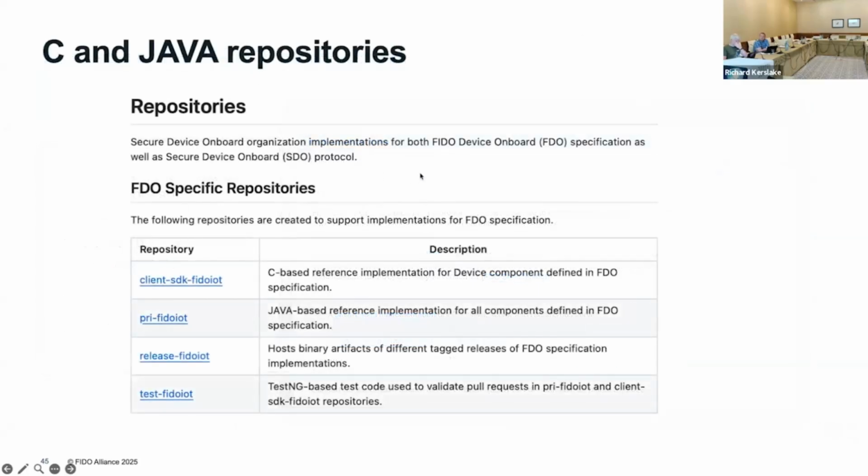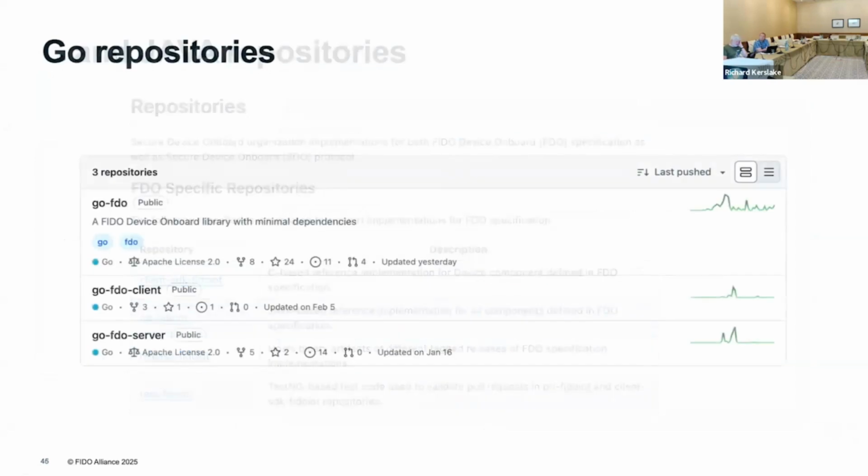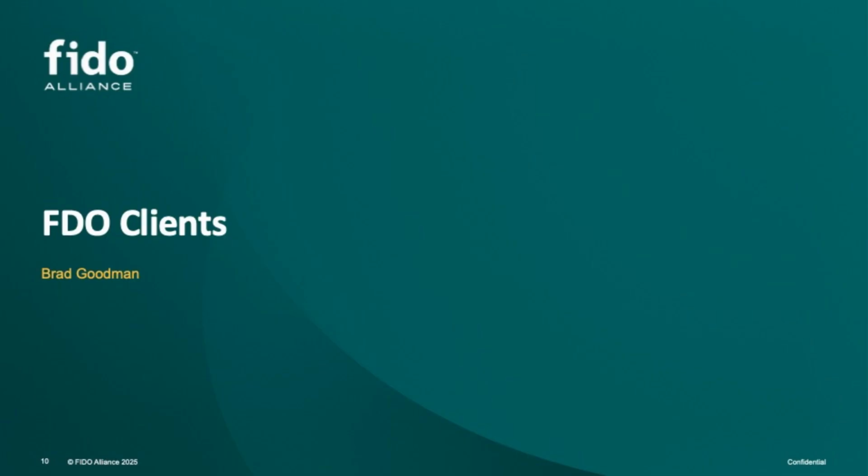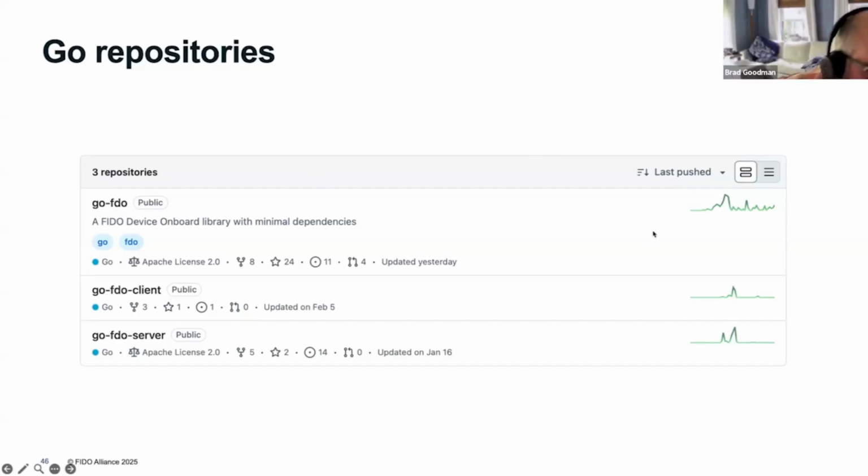Clearly, if you go up and look in GitHub, you can see the C and Java repositories. And then recently, there's been the addition of the work done primarily by Intel to add the Go implementations, which are up there. So, Brad, why don't you talk a little bit about the Go repositories and kind of take the ball from there? Yeah, I don't think I'm going to be too long with this.